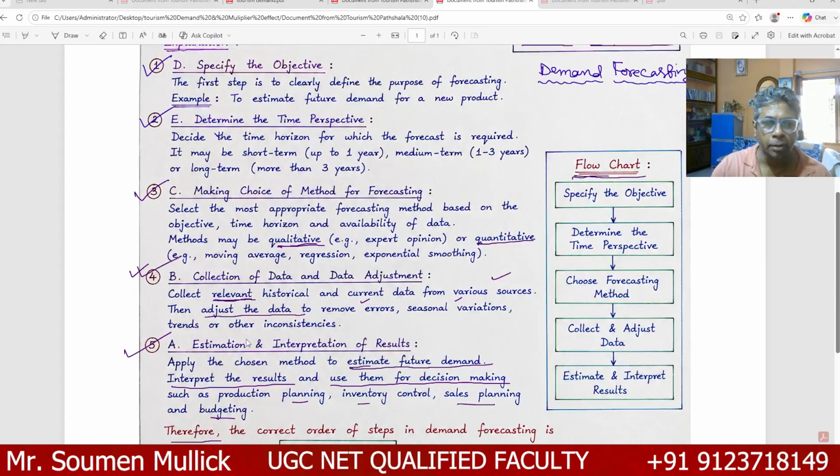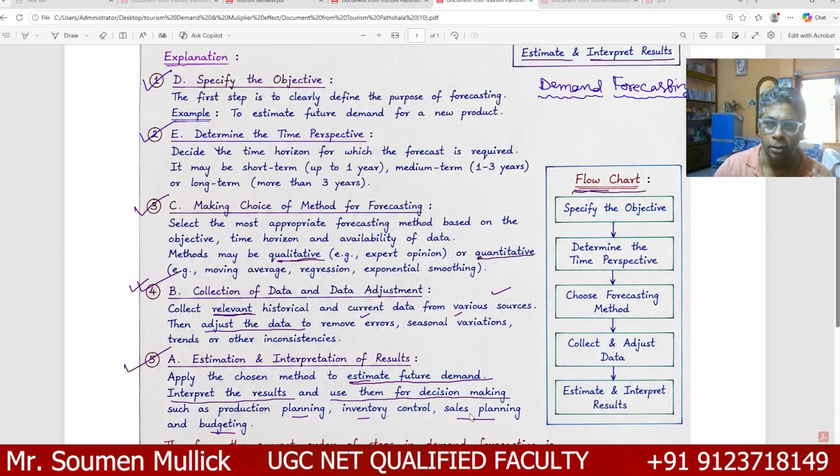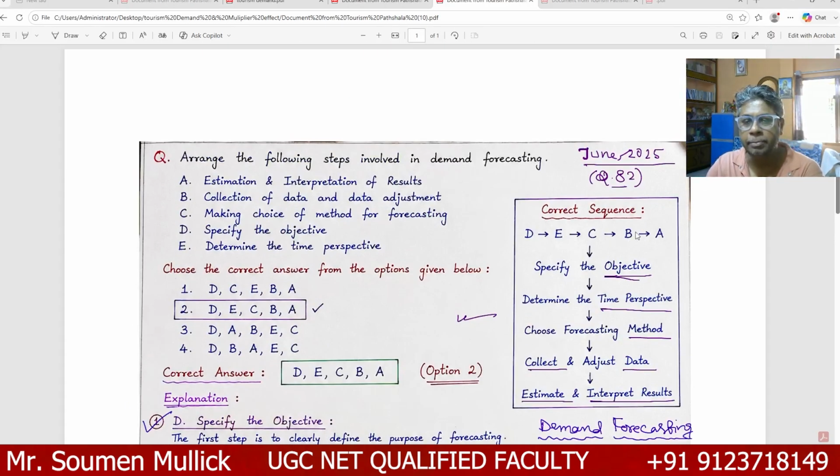Fourth step, the collection of data and data adjustment. Collect relevant historical and current data from various sources. Adjust the data to remove errors, seasonal variation, trend, or other inconsistencies. Fifth, the estimation and interpretation of result. Estimate the future demand, interpret the result, and use it for decision making, such as production planning, inventory control, sales planning, and budgeting. So first D, E, C, B is the correct order. Option number 2 is right. Specify the objective, number 1. Number 2, determine the time perspective. Number 3, choose forecasting method. And next, collect and adjust data, and estimate and interpret the result. So this is the correct sequence.